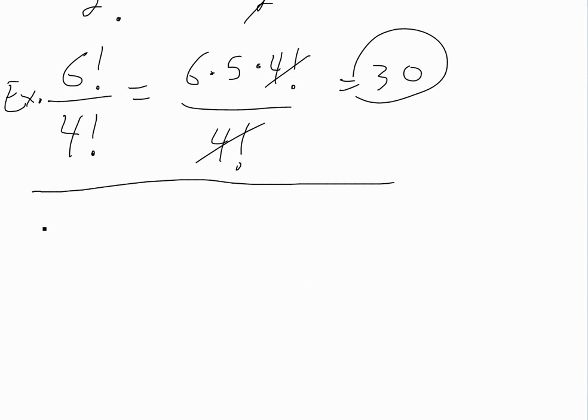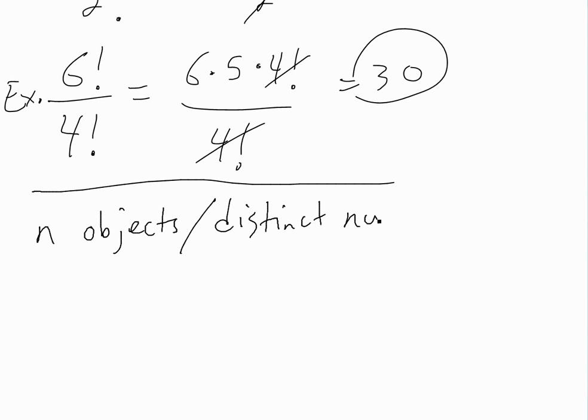Basically, if you have n distinct objects, or distinct numbers, so there's only one of each, like 1, 2, 3, 4 and so on, then there are n factorial ways of sorting them in a sequence.